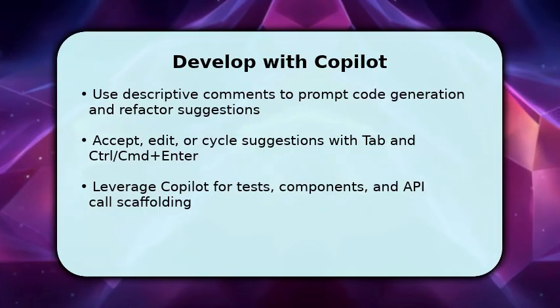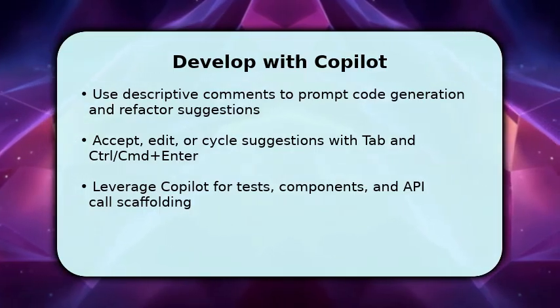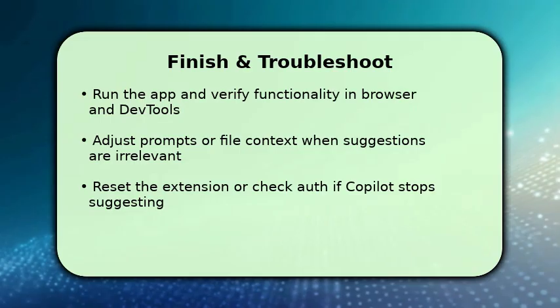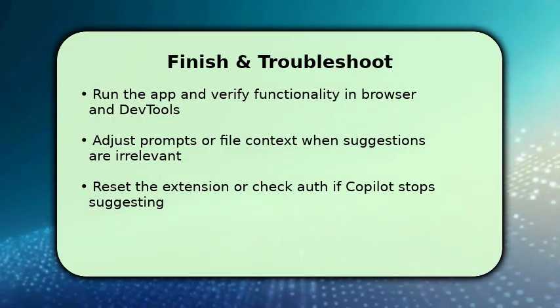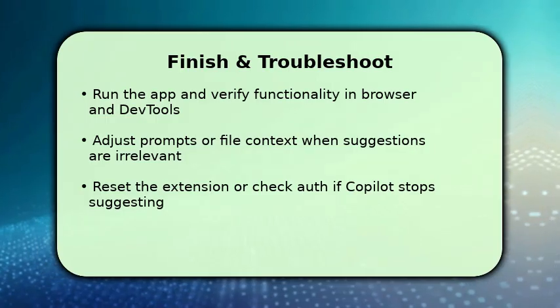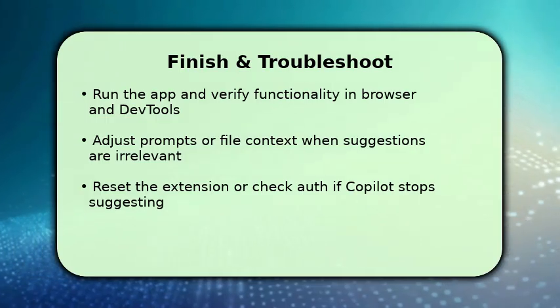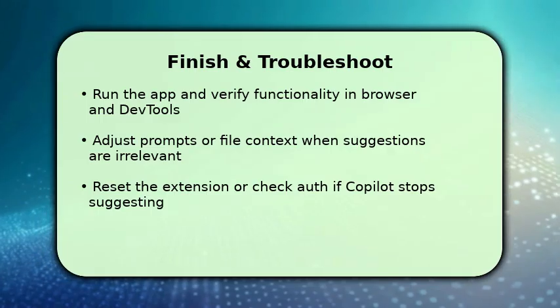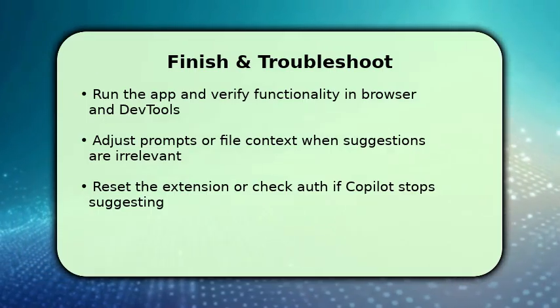You wrap up by validating and finalizing the changes Copilot produced. Run the app in the browser, inspect network and console logs, and confirm UI behavior. Then refine any Copilot-generated code for performance and security. Commit meaningful changes with Git so suggestions learn context.